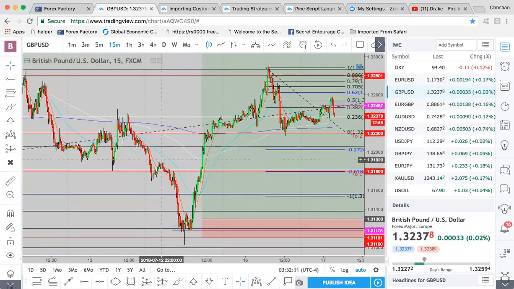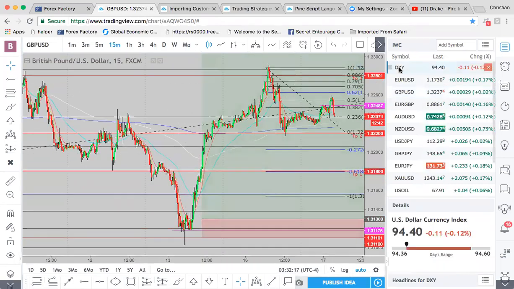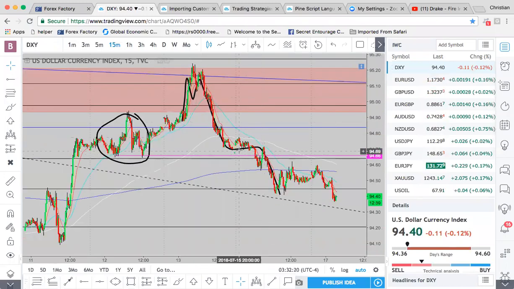See, when we buy here, our TP was at this previous high, this previous structure high. I'm not sure that the market is going to break it, but guess what? The market continued to the upside as the dollar continued to the downside. So there was my validation to continue holding this trade.